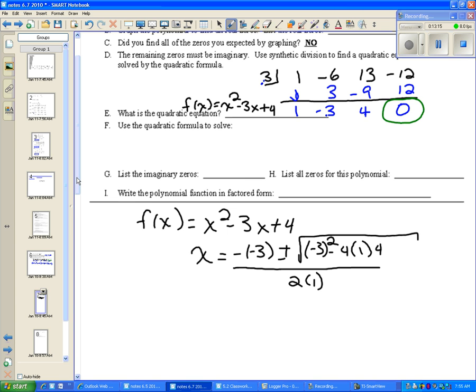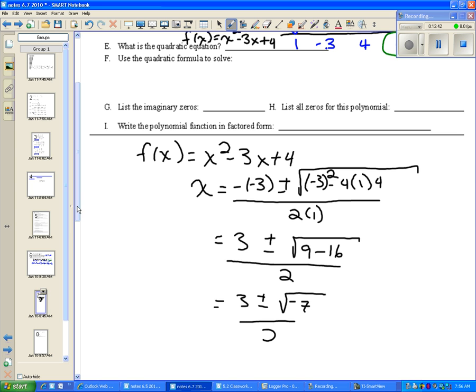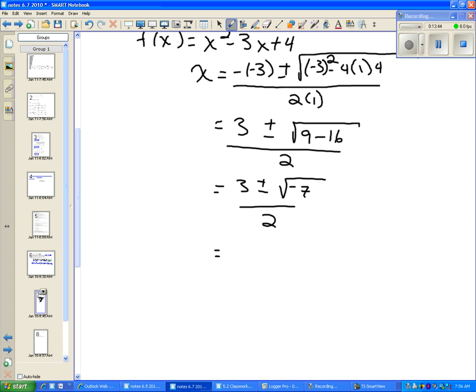As a math teacher, I want to show this step to see where my equation comes from. So negative negative 3 is 3, plus or minus the square root of 9 minus 16, all over 2. So this is equal to 3 plus or minus the square root. 9 minus 16, well, that's going to be a negative 7, over 2. So this is going to give me 3 plus or minus i square root 7 over 2. Those are my 2 other roots.